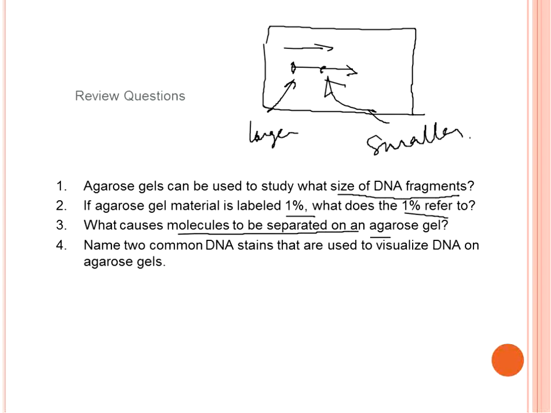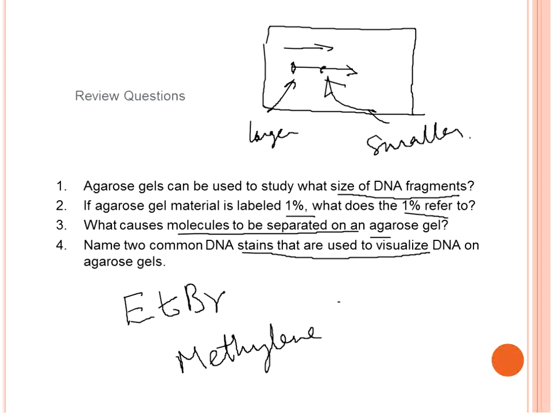Okay. Name 2 common DNA stains that are used to visualize DNA on agarose gels. Yeah, there you go. Methylene blue and ethidium bromide, right? We use something like ethidium bromide. We use something called CyberSafe.